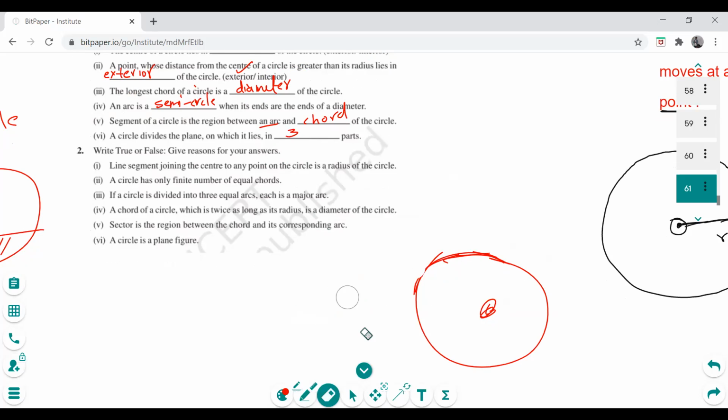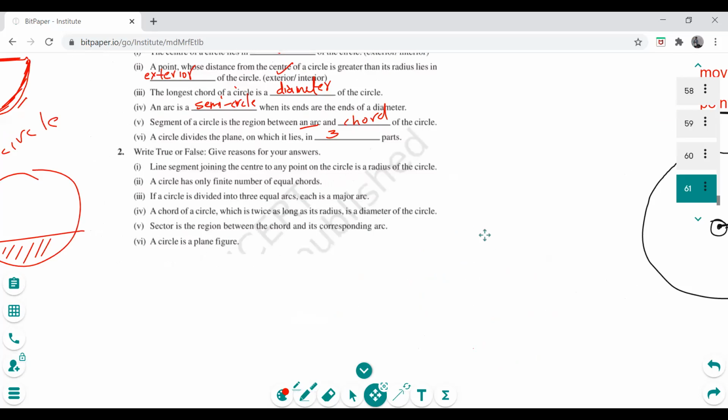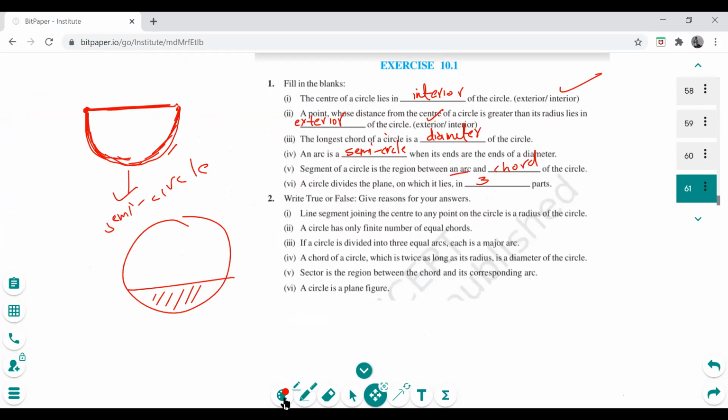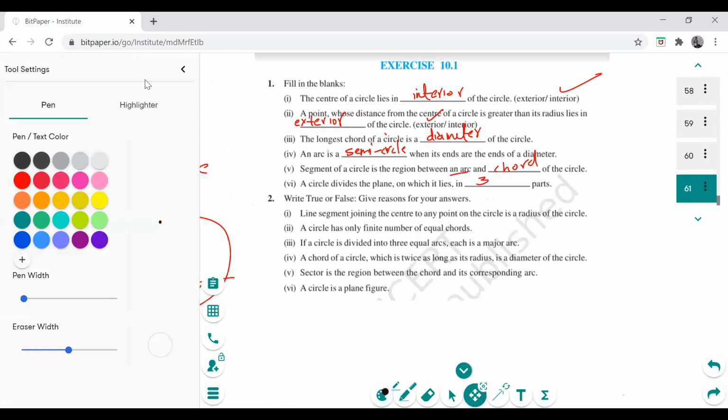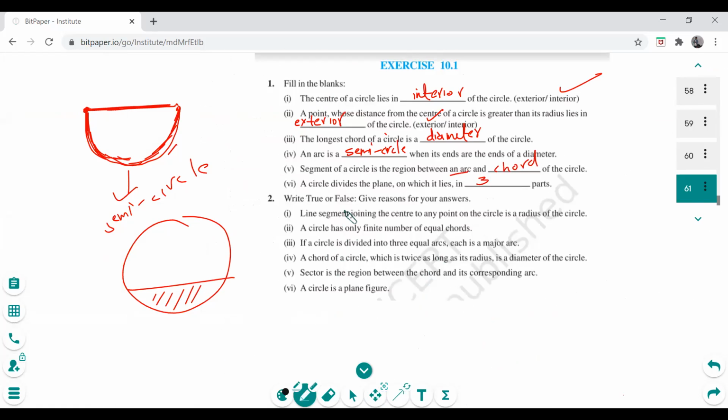So let's go for the true and false then. Okay, अगर हम fill in the blanks and true false कर पा रहे हैं तो basic समझ strong है. If you're looking at the back, that means you still need the help. So let's go for the second question. Write true and false, give reasons for your answer.